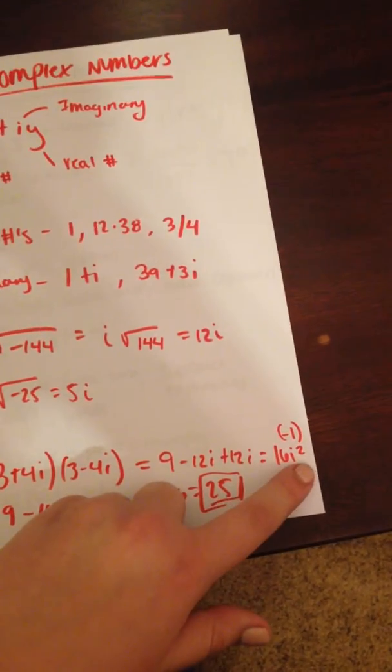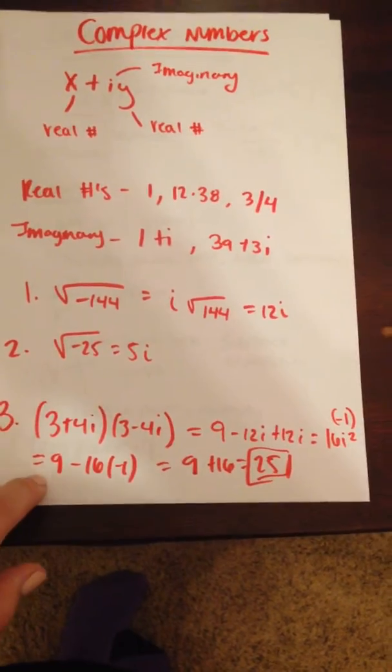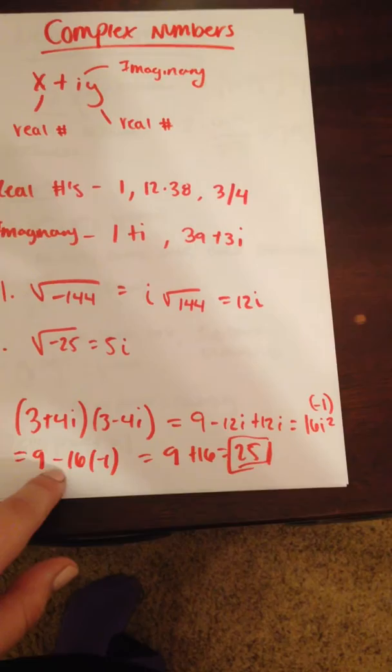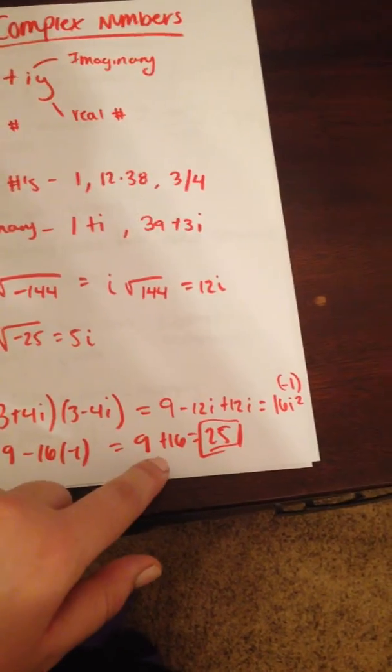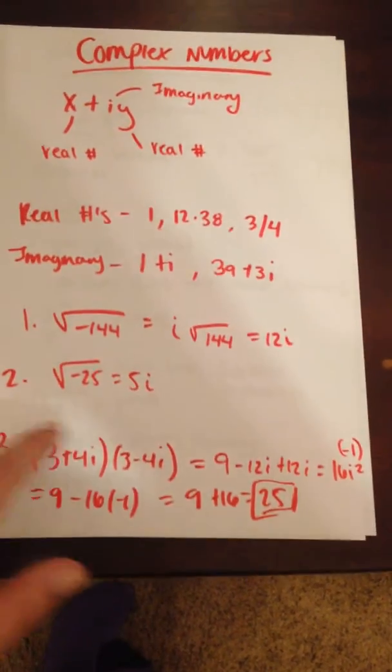And when you see i squared, that just means negative 1. You just multiply it by negative 1. And that equals 9 minus 16 times negative 1 equals 9 plus 16 equals 25. So out of that big equation right there, you get 25.